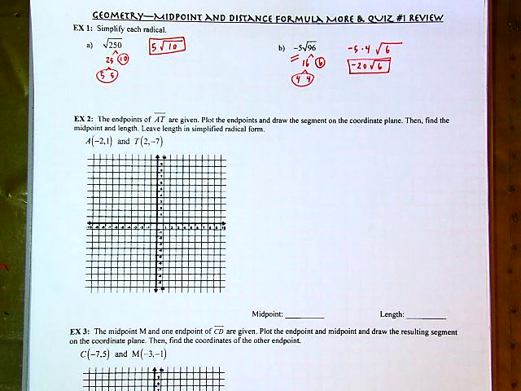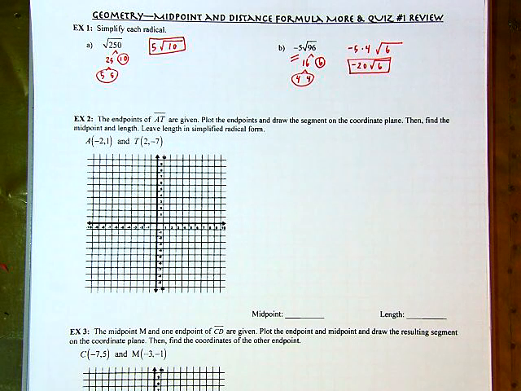Okay, next up, here I'm saying the endpoints of segment AT are given. Plot the endpoints and draw the segment on the coordinate plane. Then find the midpoint and the length. Leave the length in simplified radical form.